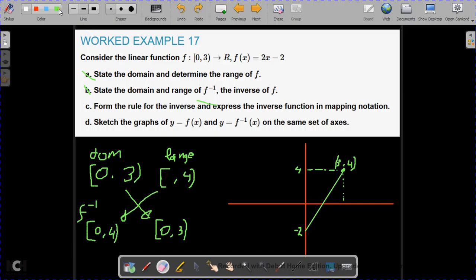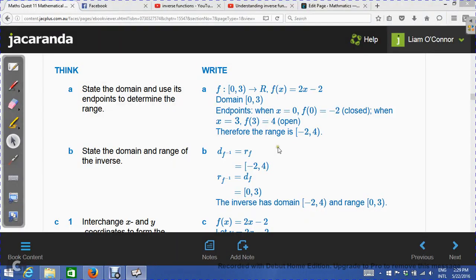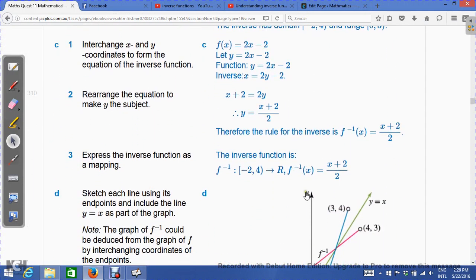I had the feeling something was wrong, and that's why. So minus 2, that should be. So that means our domain for the first one should be from minus 2 to 4. So minus 2 to 4. And our range for the inverse is the domain of the function, which is 0 to 3. So that was okay. All the rest should be fine.